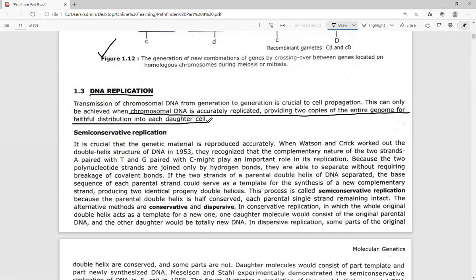So for explaining the DNA replication process, several different types of models were proposed. The first models proposed to explain the process of DNA replication were referred to as the dispersive, the conservative, and lastly, the semi-conservative model of DNA replication.